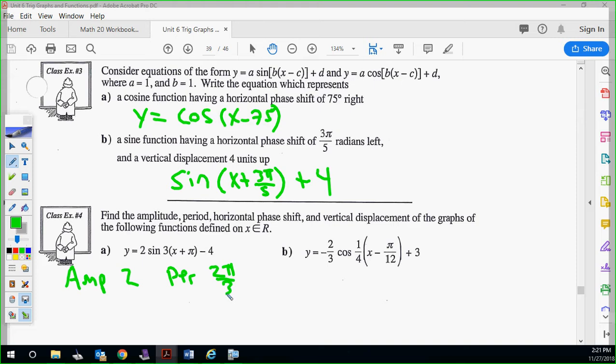My horizontal phase shift, HPS, is left pi. And then my vertical displacement is down 4. So that's everything they asked for there.